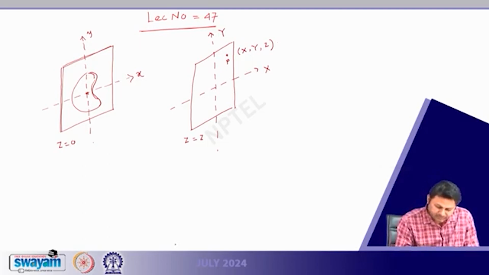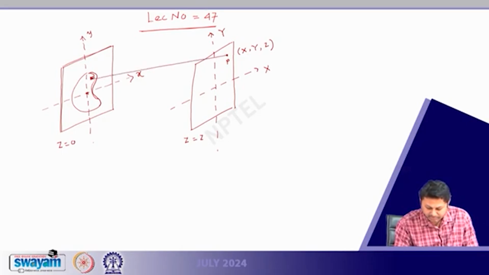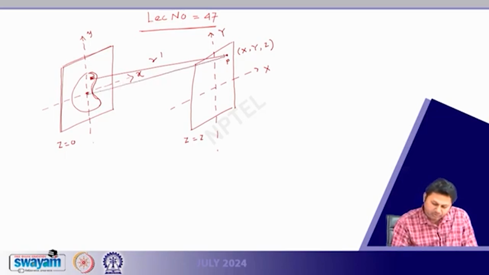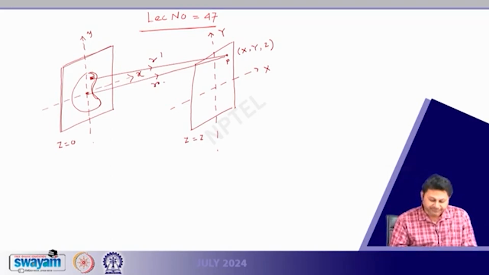Now I have a point here with x and y coordinates, a small section here, and if I join this point to P, this is say R prime, and from the center to the point P, this is R. This is the total picture we have.